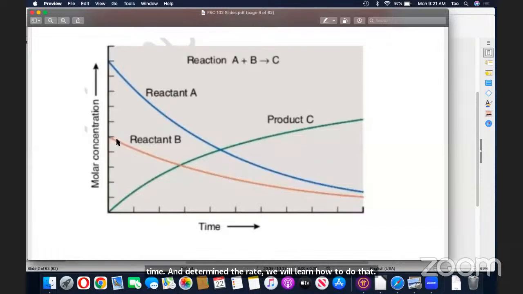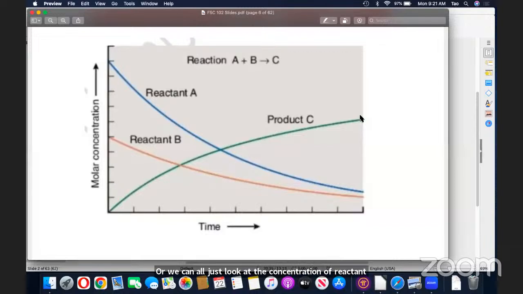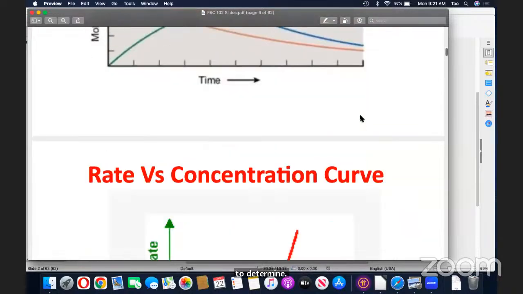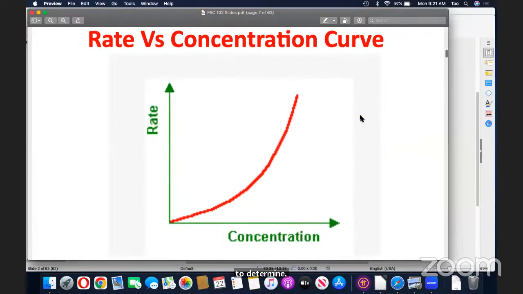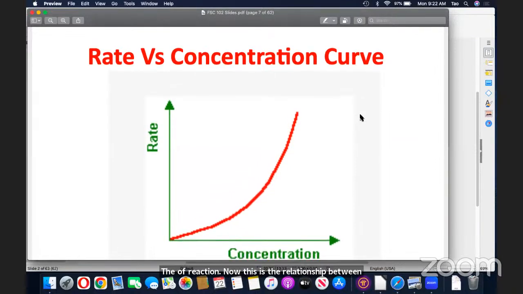We can also just look at the concentration of reactant B, how it changes, and use that to determine the rate of reaction. Or we can also just look at the concentration of reactant C, product B, how it increases, and we can use that to determine the rate of reaction. Now, this is the relationship between rate and concentration. As concentration increases, rate of reaction increases. And as concentration decreases, rate of reaction decreases.